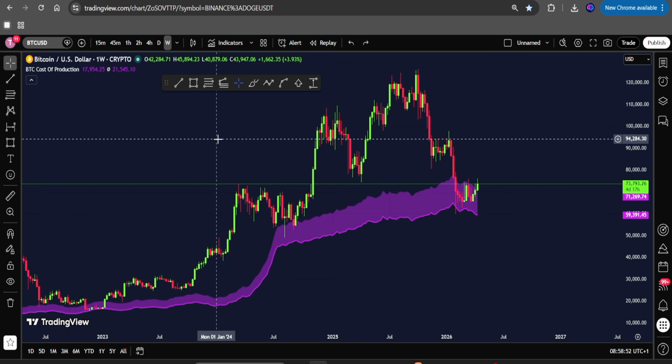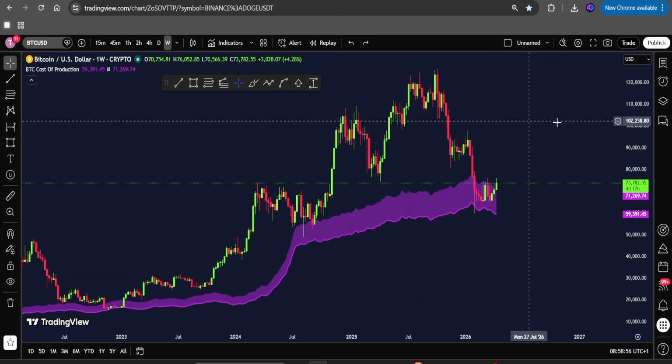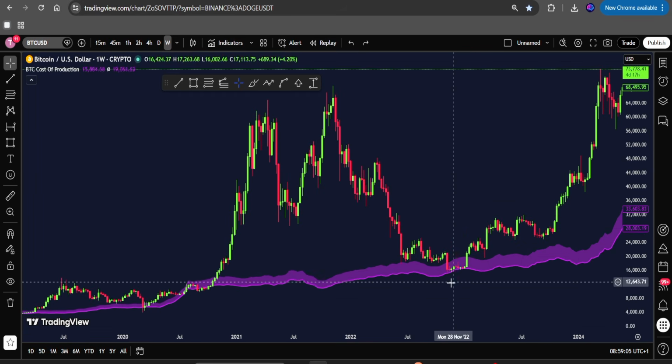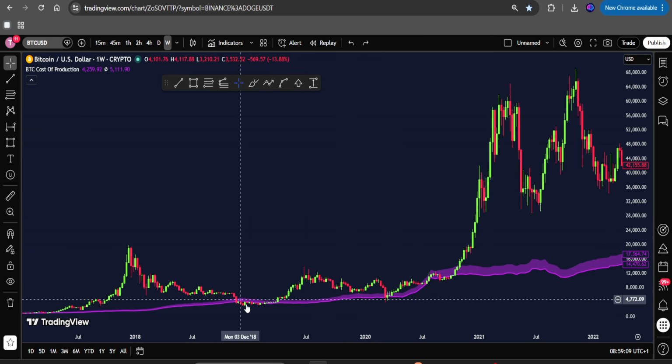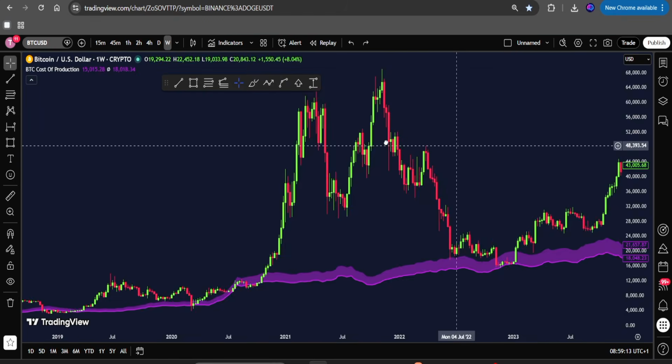If you take a look at the price history of BTC, whenever you see the price going below this cost, this has always been a good indicator of the bottom of each BTC bear market. It happens here in 2022 and also here in 2020, as well as this level in 2018. So we're going to be looking at the indicator properly.